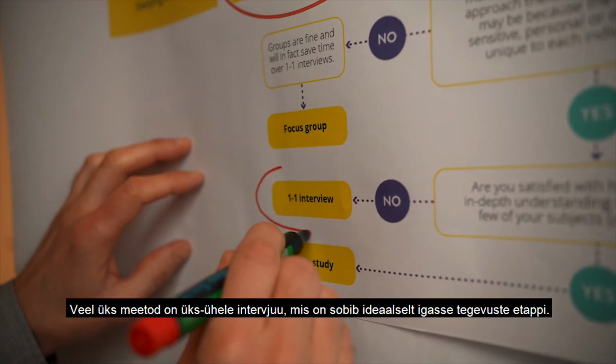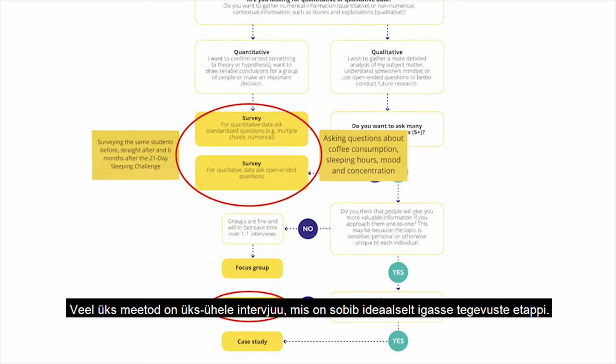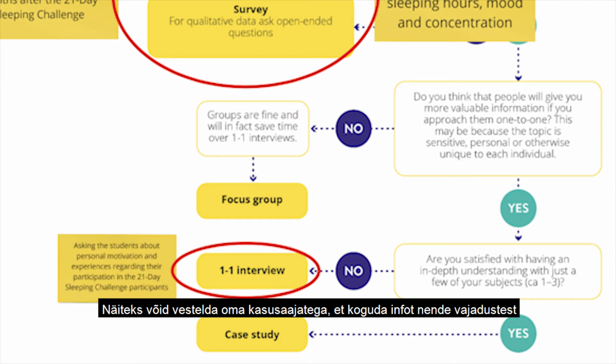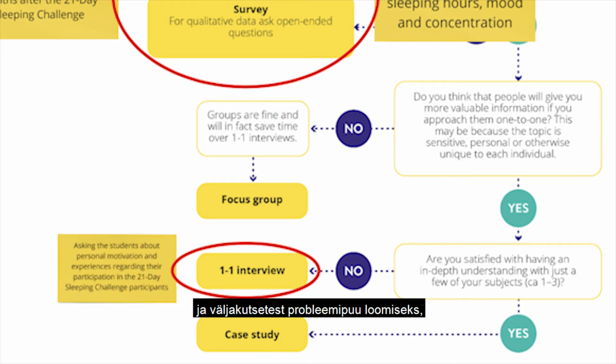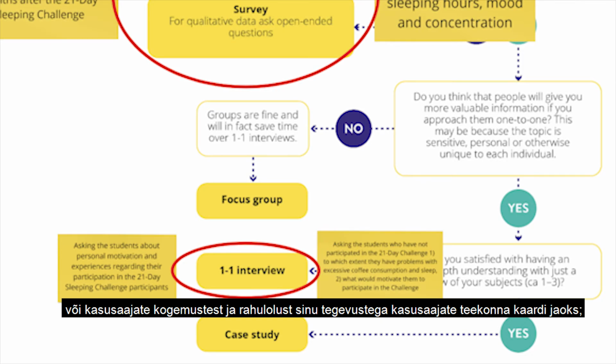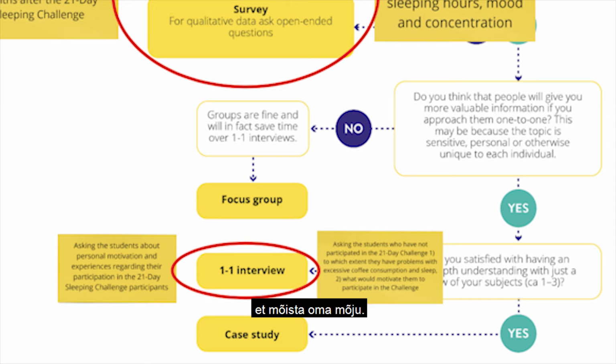Then another method, a one-to-one interview, is a perfect method at any stage of your activities. For example, you can talk to your beneficiaries to gather information about their needs and challenges, to create the problem tree, or about the experiences and satisfaction of your beneficiaries with your activities, to create the beneficiary journey map, or whether your activities have helped your beneficiaries to experience any positive changes in their lives, well, to understand your impact.